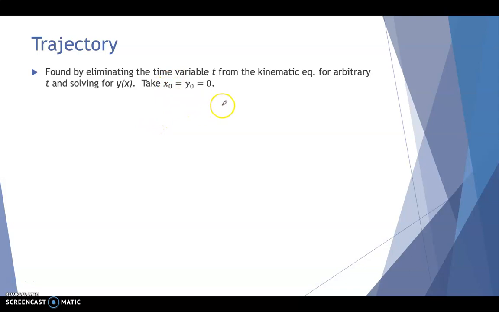We can find the trajectory as well. This is found by eliminating the time variable from the kinematic equations and solving for y. First we want to take y initial and x initial as 0. So the first way here, we can find time.